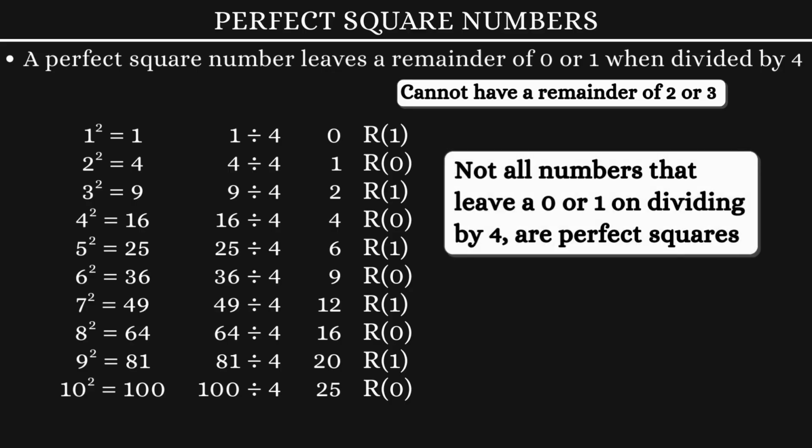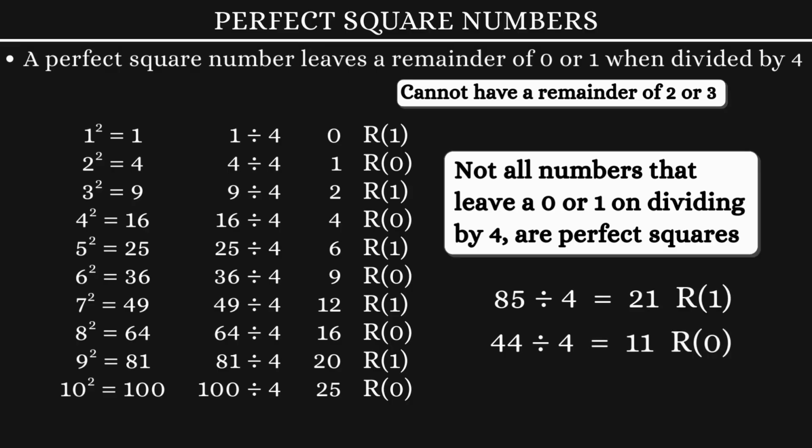But not all numbers that leave a remainder of 0 or 1 when divided by 4 are always perfect square numbers. For example, let's consider 85 and 44. When dividing these two numbers by 4, we get a remainder of 1 and 0. But these two are not perfect square numbers.